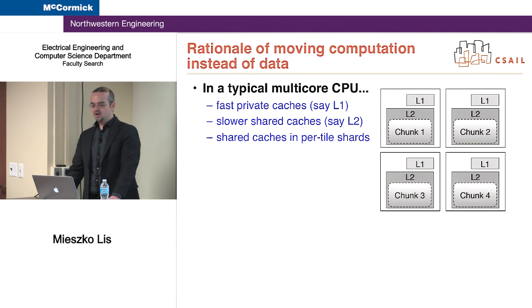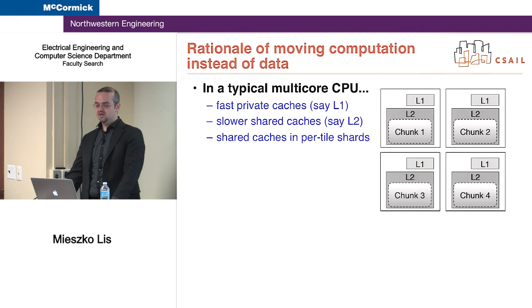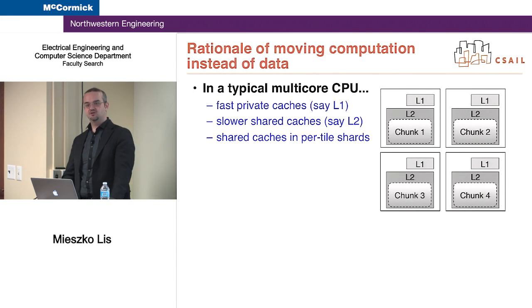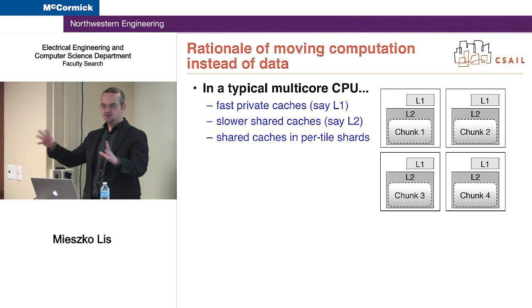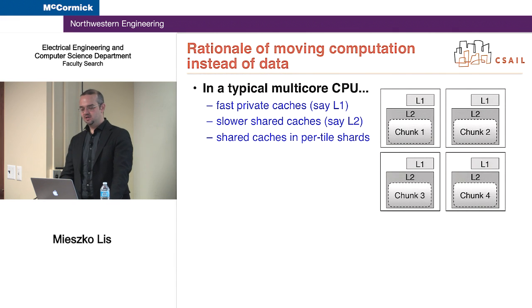So how is this done today? In a typical CPU, you have these first level caches, let's call them L1, and last level caches, let's call them L2 for argument's sake. And the fast small caches are private, typically, and the last level or next level caches tend to be sharded all the way across the chip and split into little pieces that are close to the various cores.